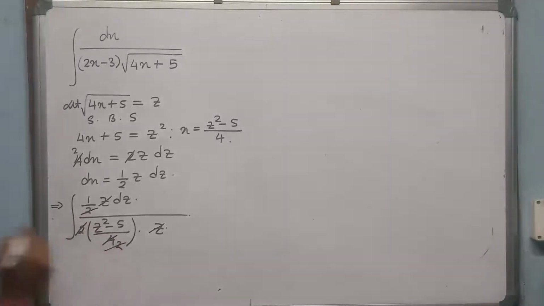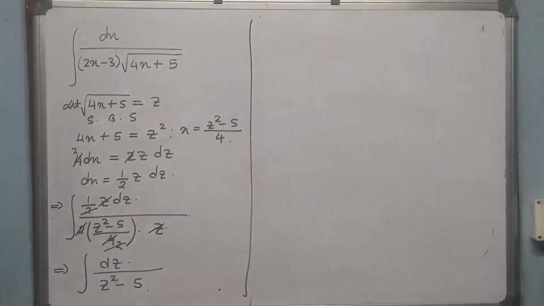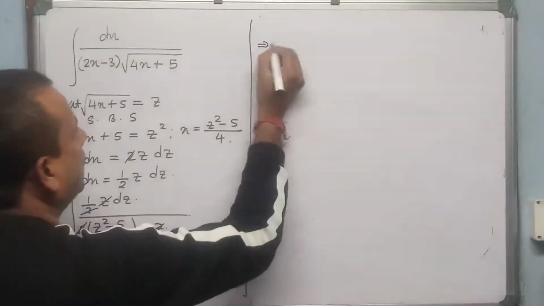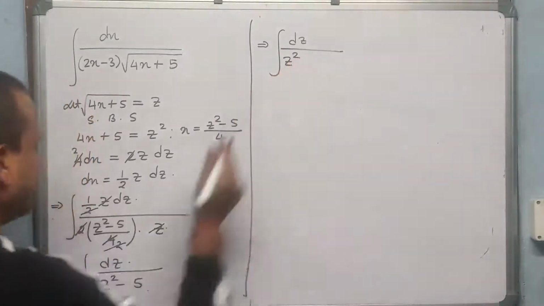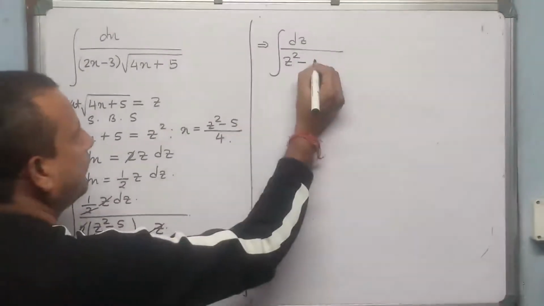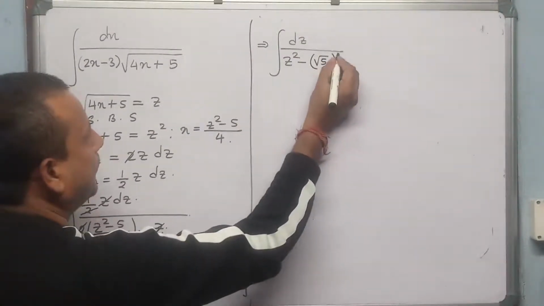This 2 also gets cancelled. Now we have over here dz over z square minus 5. Now I'll try to convert this integral in terms of formula form. So I'll write dz over, to convert this in terms of formula form, we must have a square in 5. So I'll write root 5 whole square.